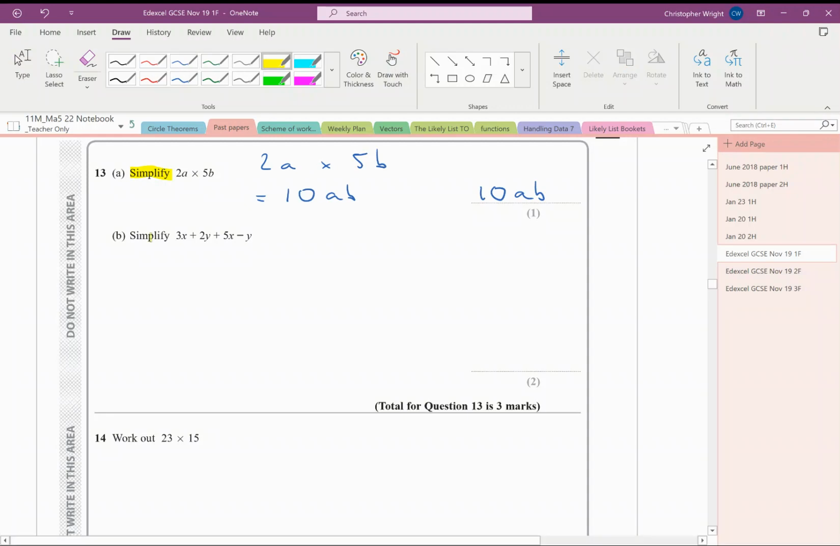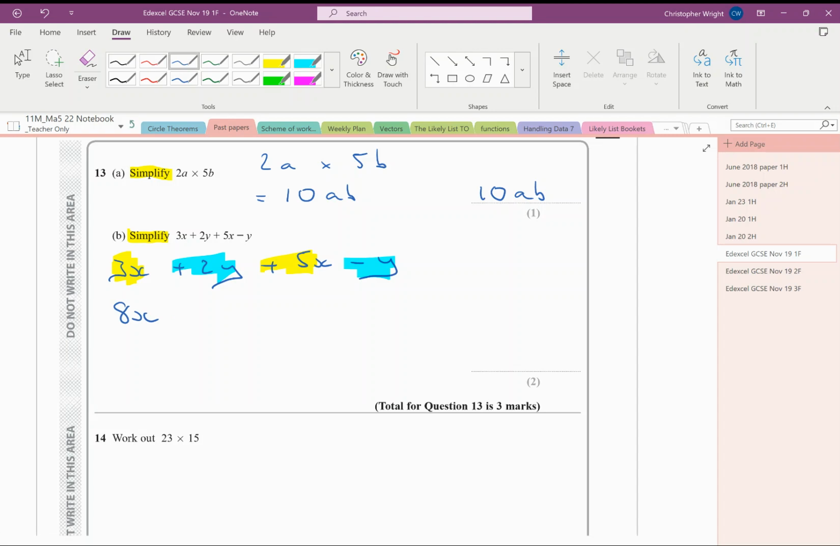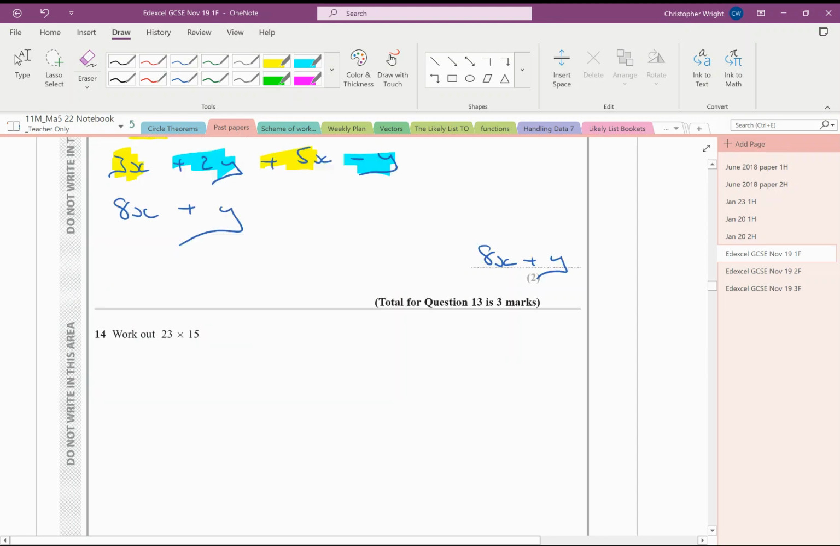Simplify 3x plus 2y plus 5x minus a y. Well, let's look at the x's. I've got 3x and another plus 5x, so that's going to give me 8x. Then I've got plus 2y, take away a y, which is just going to leave me with plus a y. 8x plus y.